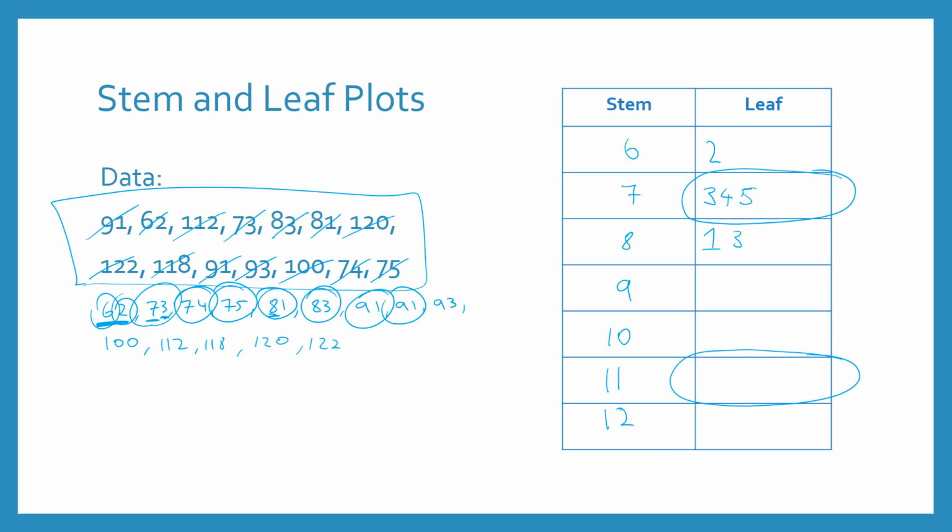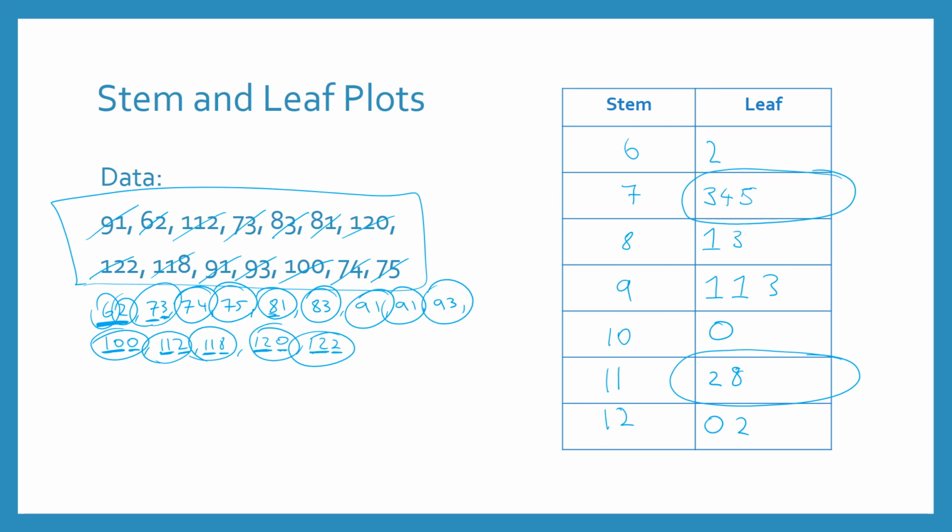We have 91, 91. So for each of these, we have a stem of 9 and a leaf of 1. So 91, 91, and 93. Next we have 100. So we have a stem of 10 and a leaf of 0. Then 112, so a stem of 11, a leaf of 2. We have a stem of 11, leaf of 8. Stem of 12, a leaf of 0. And stem 12, leaf 2.